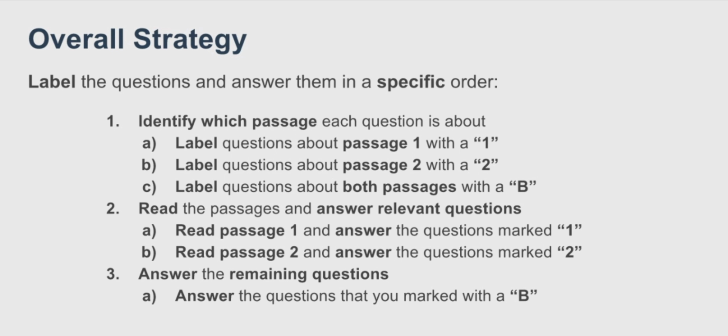As you go through the questions, your job is to identify which passage each question is about. And then these next 3 points about labeling the questions are very straightforward. Label the questions about passage 1 with a 1, about passage 2 with a 2, and questions about both passages with a B. This whole process should take about 60 seconds, even to go through a whole set of 10 questions. It should be pretty fast just to figure out what they're about.